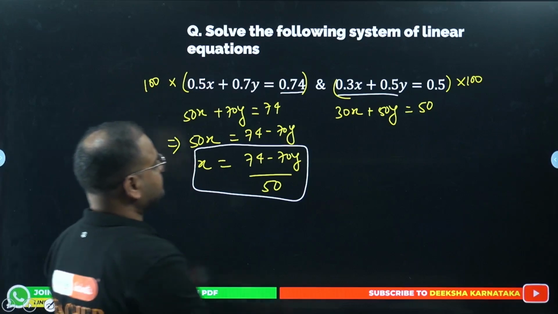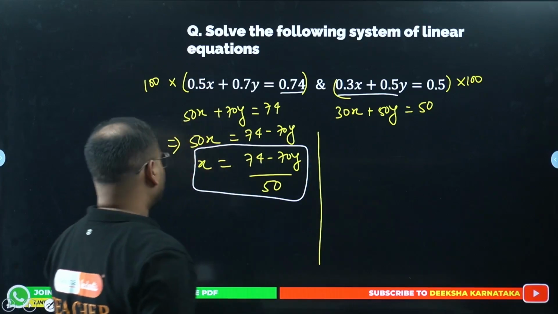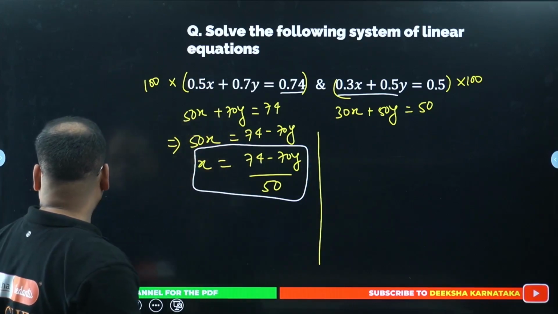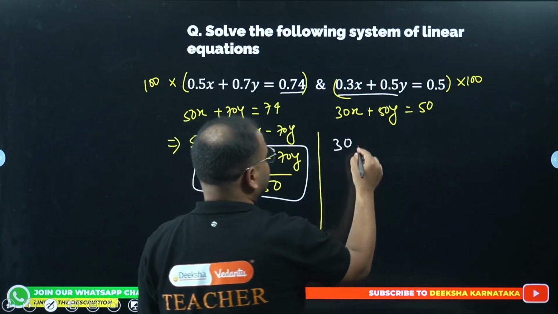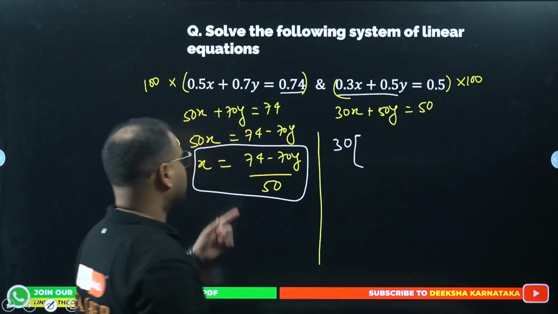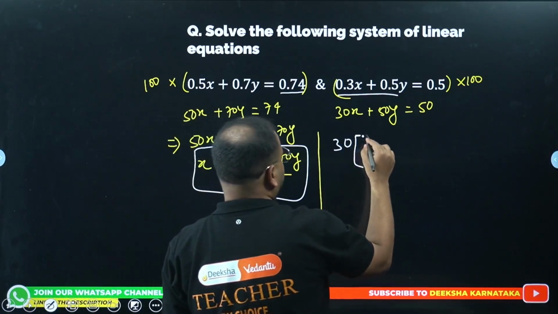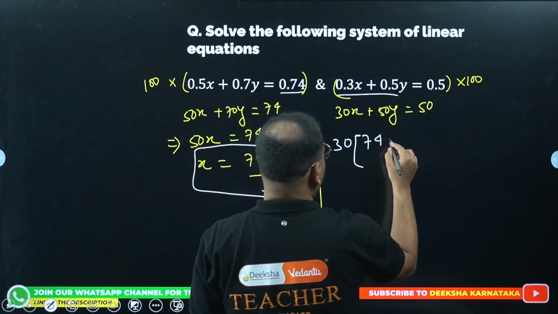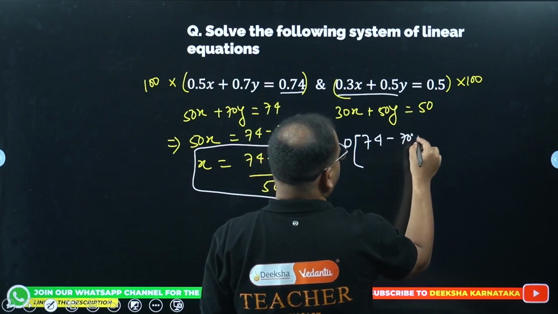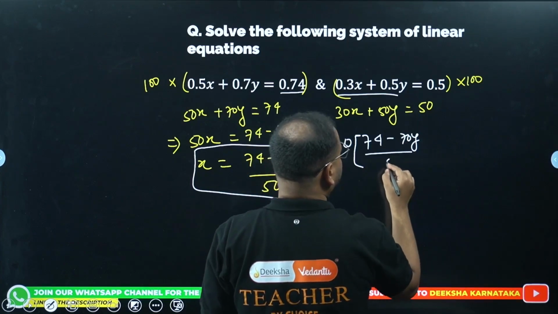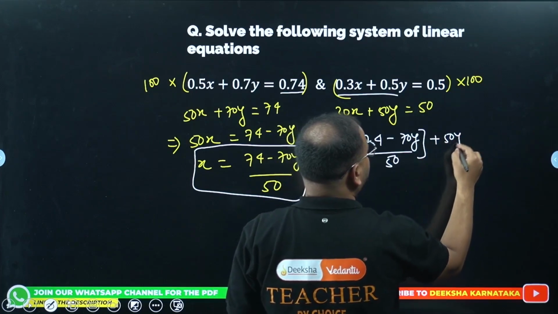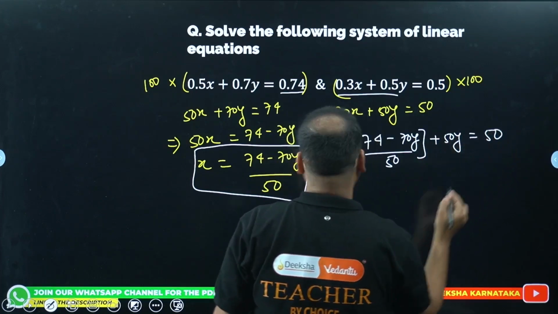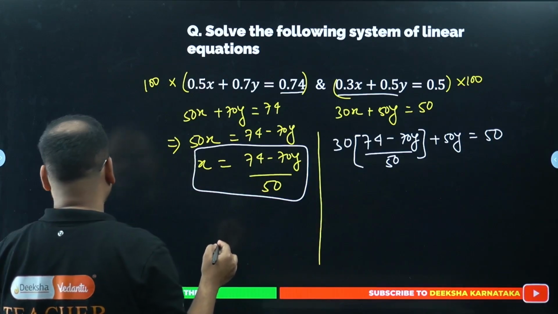Let's go back over here. Simplify. Come on. So in place of x we will write 30 times this whole thing, because x is this. So what am I going to write? 30 times (74 minus 70y) upon 50, plus 50y equals 50. Simplify it, guys.